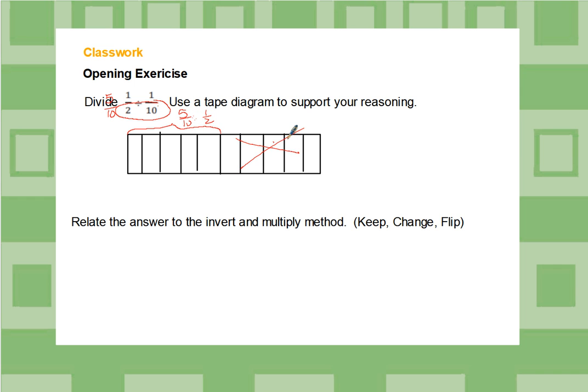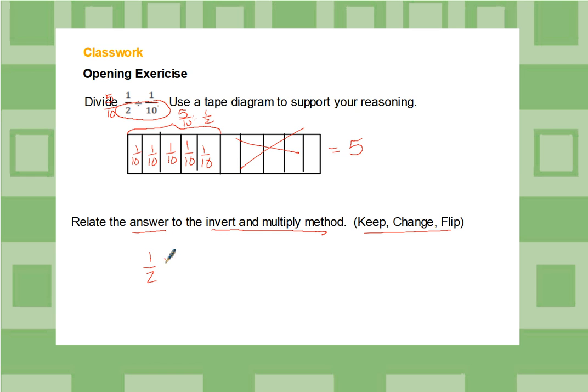Okay, so here is my half of it. I don't get to use this half over here. Now, by cutting that already, I've already divided it into tenths, so all I have to do is see how many fit in my half. And as you can see, the answer should be 5. Now, we're going to relate that. We got a 5, and it's called the invert and multiply. We call it keep, change, flip. So we'll go ahead and write it.